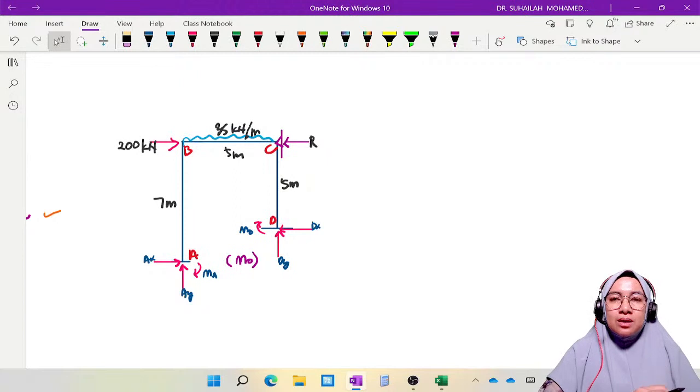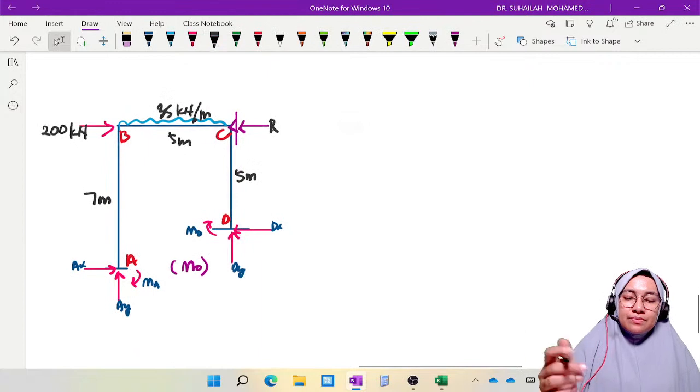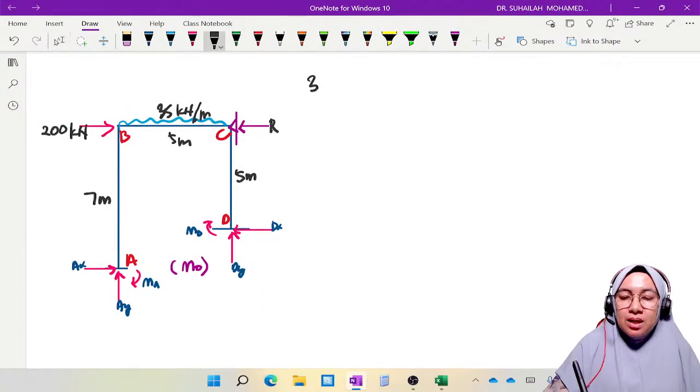So in this step, we have to analyze this using what we call the shear equation. Step 3C.